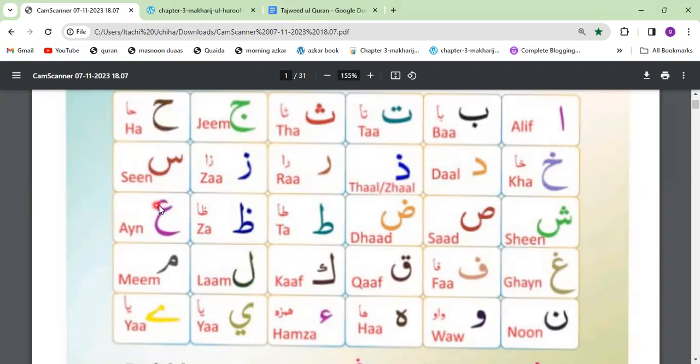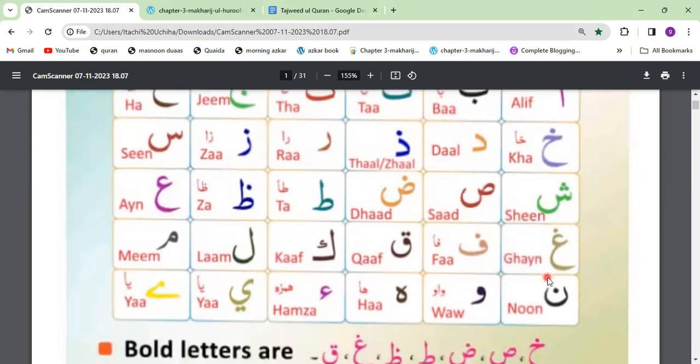Then we have the letter Ain having the same makhraj as Ha. That was the middle of our throat. Ha and Ain. Very clear letters. Then we have Ghain. It's going to be pronounced from the upper part of our throat. Ghain. Make it stronger. Ghain. Just like the letter Kha. Okay?